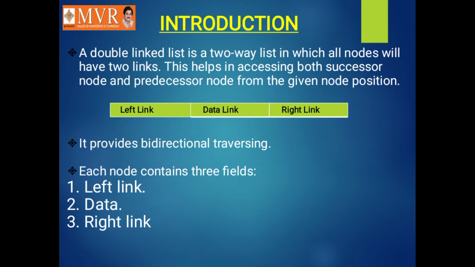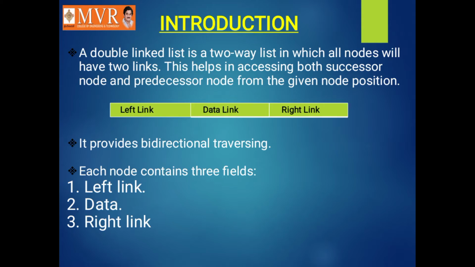It is also known as a bidirectional or two-way list. That is, we can move from the front node, starting from the header node, to the first node, then to the second, then to the third, and so on. And also we can come back from the last node and move to the front. So it is a bidirectional list or a two-way list.